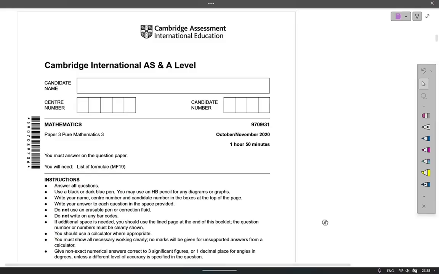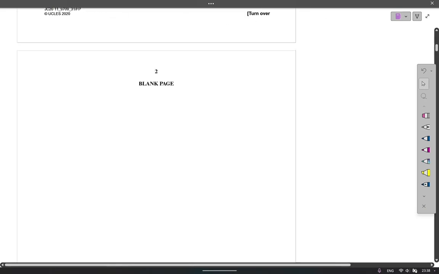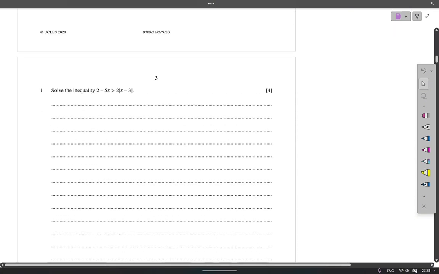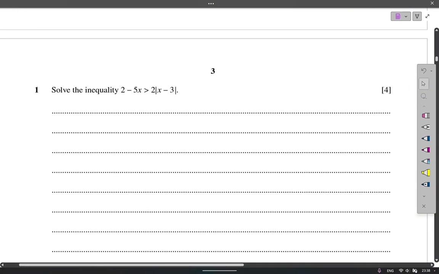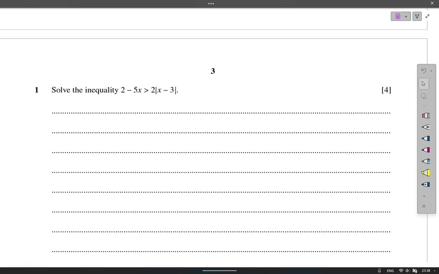To explain Cambridge International AS and A-Level Pure Mathematics 3, October-November 2020, paper 31. Okay, so the first question asks to solve the inequality, and the inequality has a modulus.